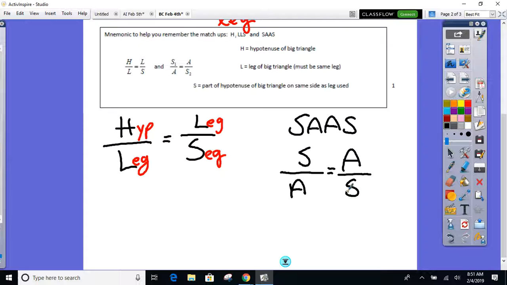Ready? S. A. A. I'll ask this. Same or different?